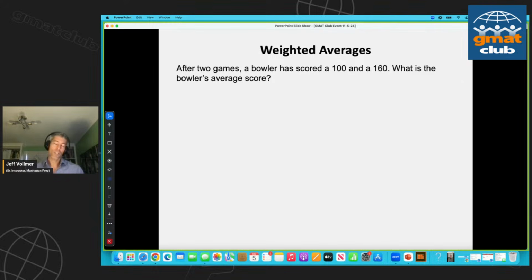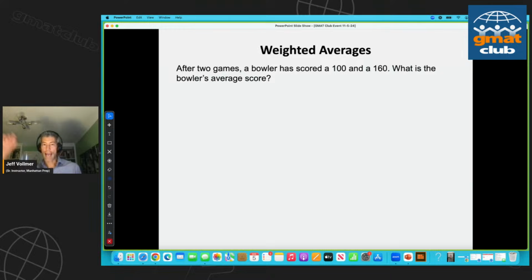We're going to do this by going bowling and bowling a couple of different scores across the games. So let's say there's a bowler. After 2 games, the bowler has scored 100 and 160. What's the average score? Okay, fairly straightforward problem.